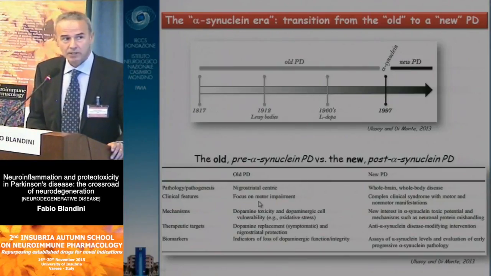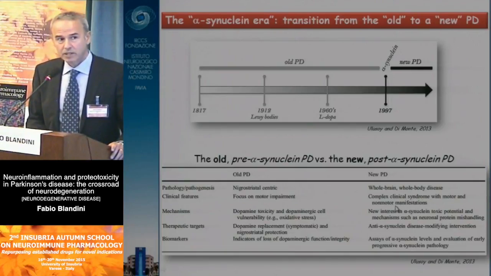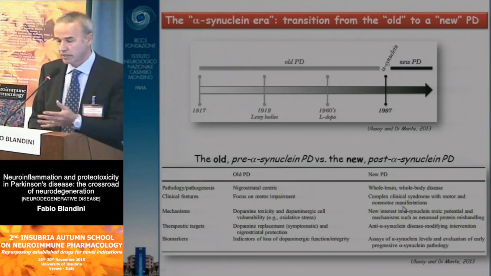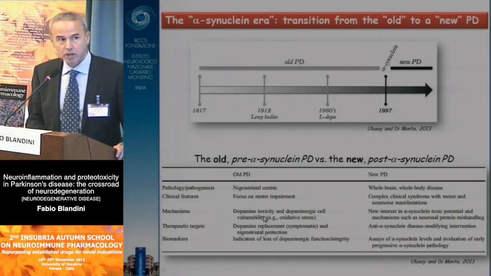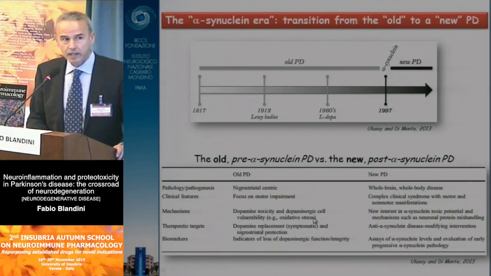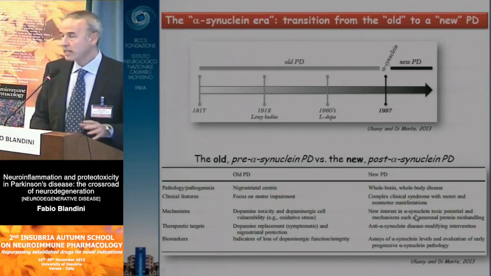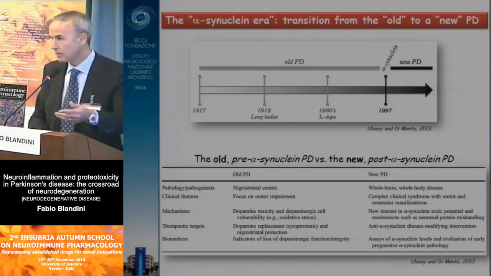Clinical features. Old Parkinson's disease was all about motor impairment. The new Parkinson's disease is a complex clinical syndrome with motor and non-motor manifestations. We already have seen this. Mechanism. Old Parkinson's disease was just about dopamine toxicity and dopaminergic cell vulnerability. The new Parkinson's disease, synuclein is the factor that is driving the whole story, and so on.